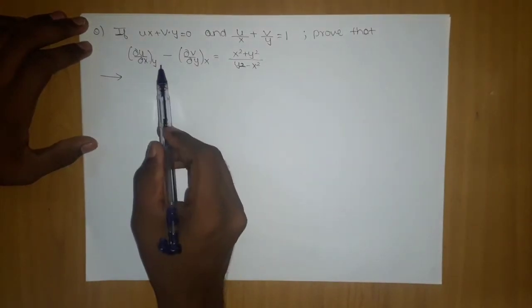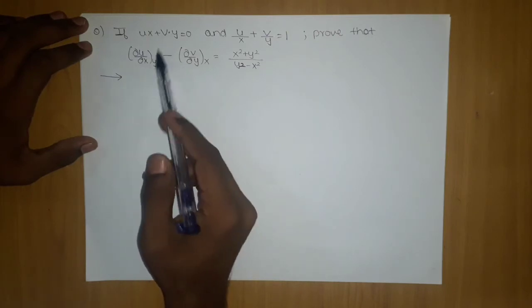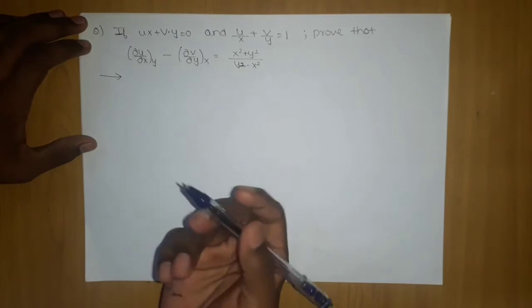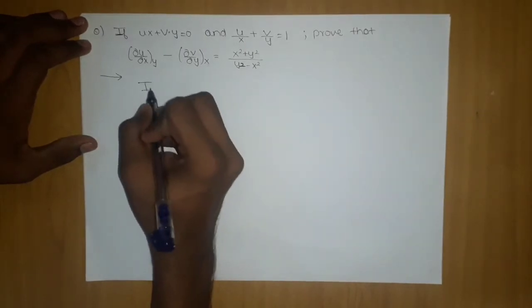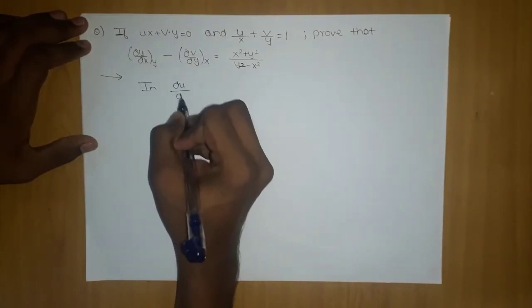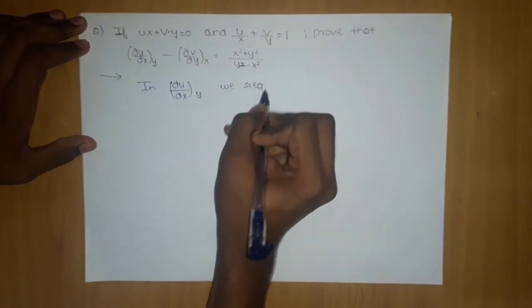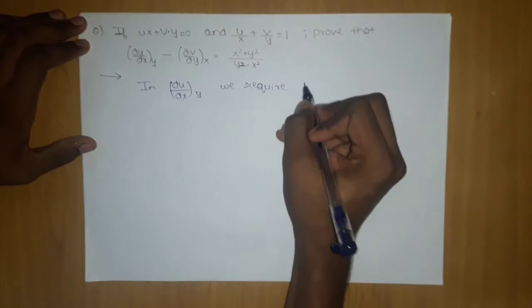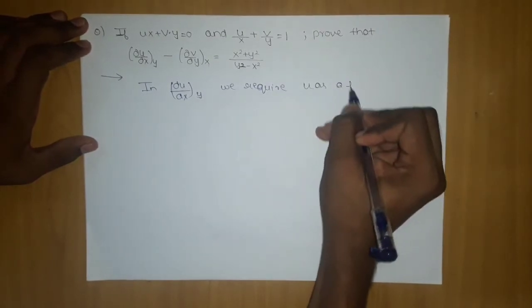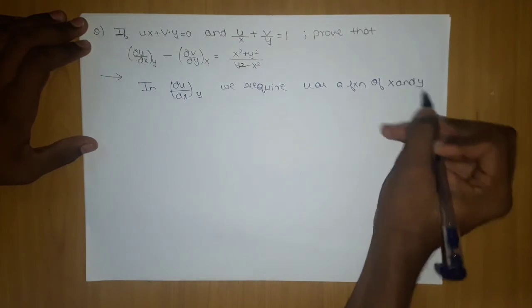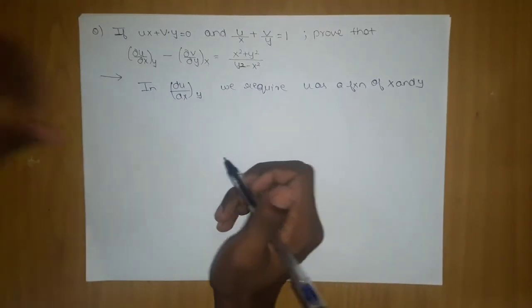So here which one is difficult to get? u as a function of x and y, we need to eliminate v, and v as a function of x and y, we need to eliminate u. So in dou u by dou x keeping y constant, we require u as a function of x and y.